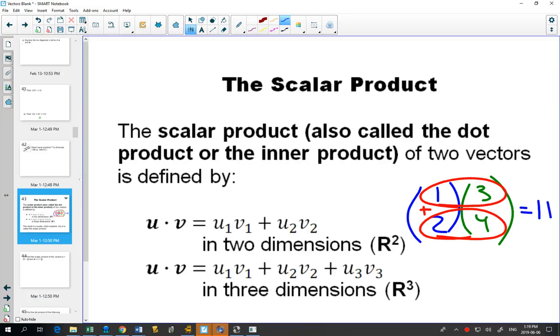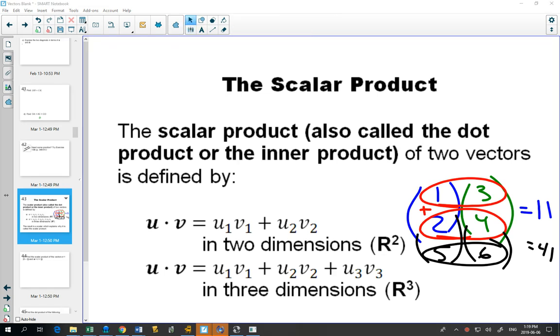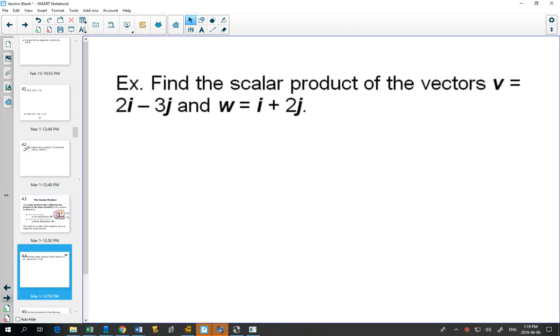And in 3 dimensions, you do the same thing. So if there was another 5 and 6, making this bigger, you would multiply those together, add another 30, and get 41. So you multiply corresponding components and add them up. Which begs the question, why would you ever want to do that? Well, we'll figure that out in a bit.